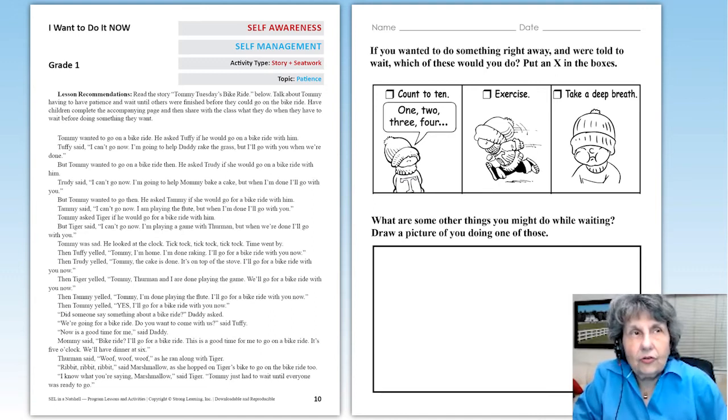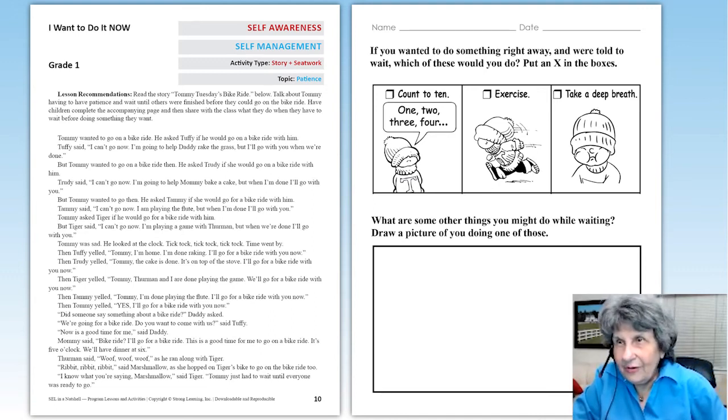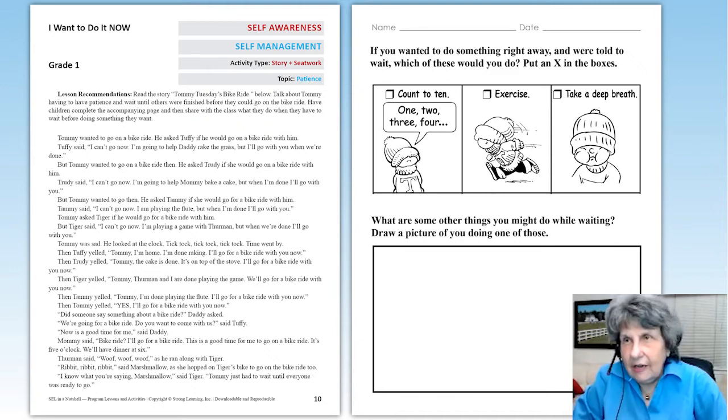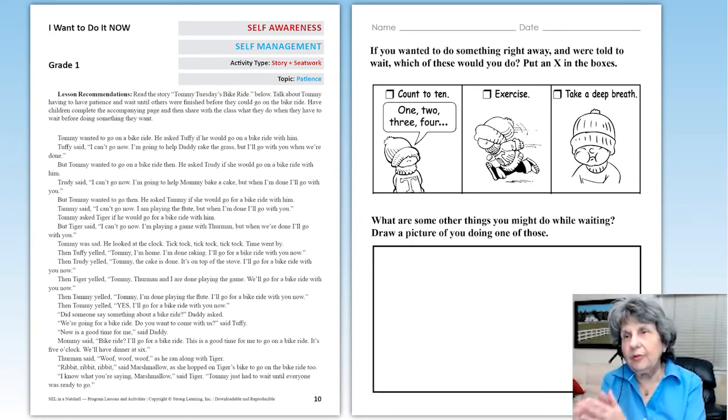Now you look at grade 1. This is, I want to do it now. One of the characters in one of my books, and it's a story this time. One was a play, now this is a story. All my stories also come in play form. You have both. So the children can hear the story and then be in the play.